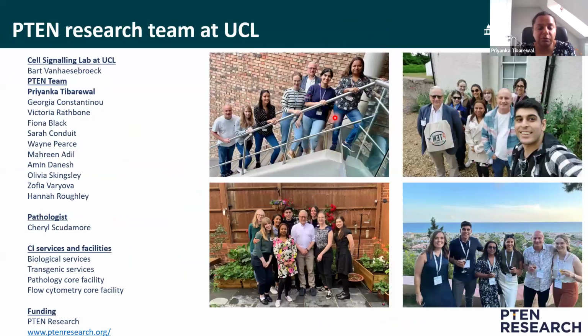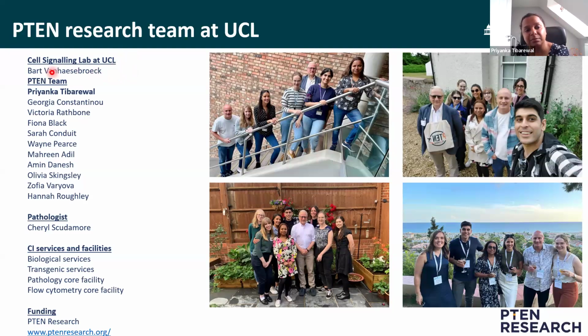So I thought that before I take you through all the work that we do at UCL, I introduce you to the amazing team we've got at UCL. Our lab is called the Cell Signaling Lab. We are on the UCL main campus, opposite the Macmillan Center, if you've ever been there, and very close to Euston Square.